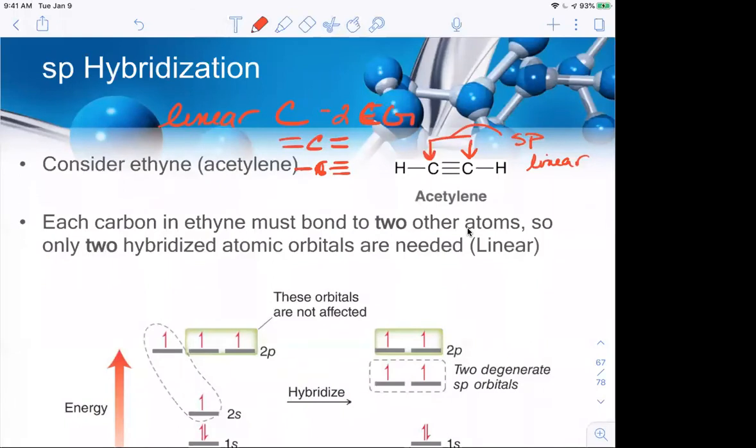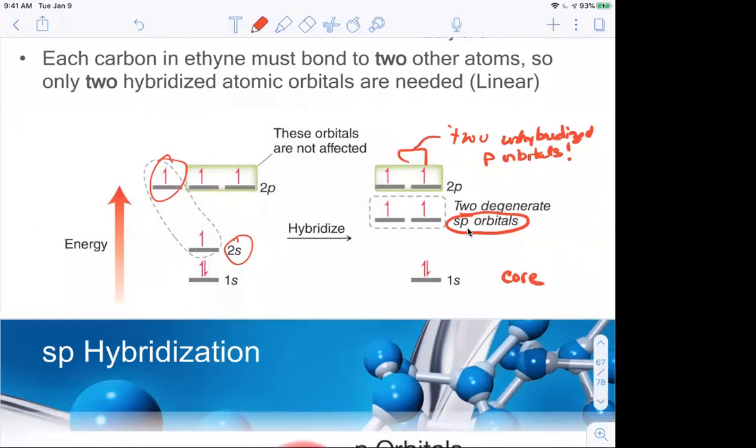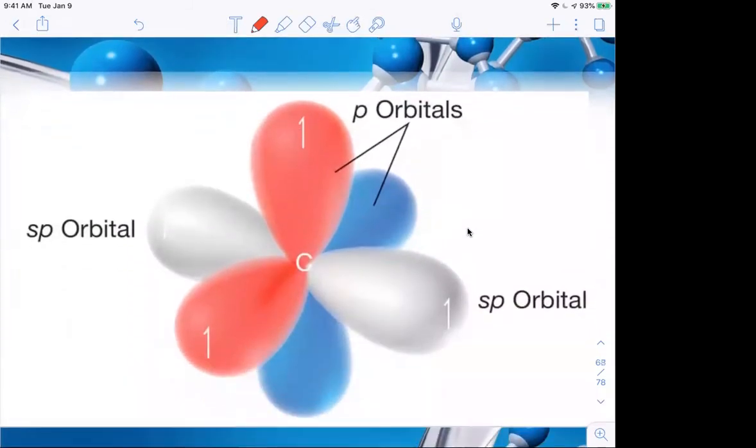And how I get that shape is here I'm only combining one of the s and one of the p's. I get 2 degenerate sp orbitals. Look at this though, I have 2 unhybridized p's. And this is my core, it's not involved in bonding. So this gives me, here's my hybrid. This is sp, this is sp. I get 2 hybrid orbitals. I have an unhybridized p above and below, another unhybridized p.